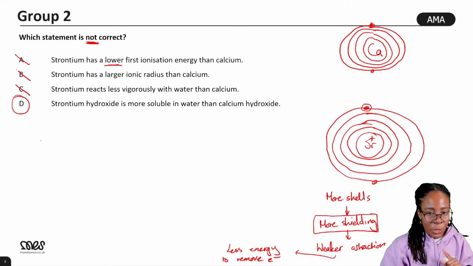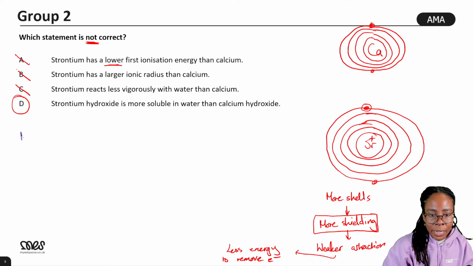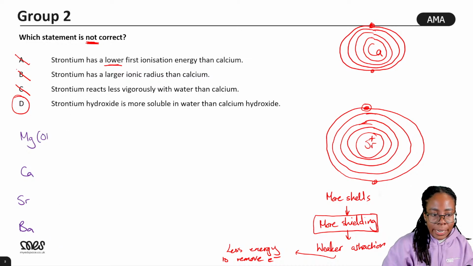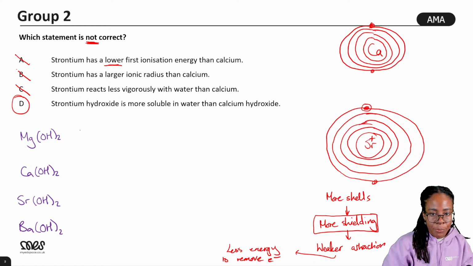Okay, so if we think about our hydroxides, so magnesium hydroxide, what's next? Calcium, strontium, barium. Yes, indeed, Patrick, exactly that. As shielding increases, the first ionization energy is going to decrease because there'll be a weaker attraction between the nucleus and the outermost electron. So as we go down group 2, the solubility of our hydroxides increases.